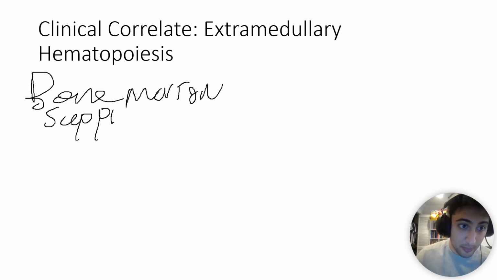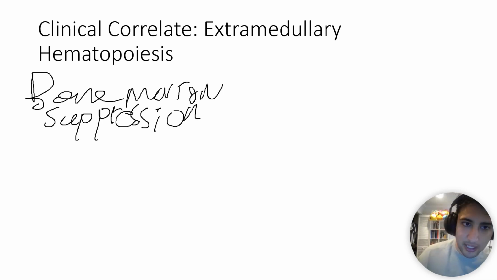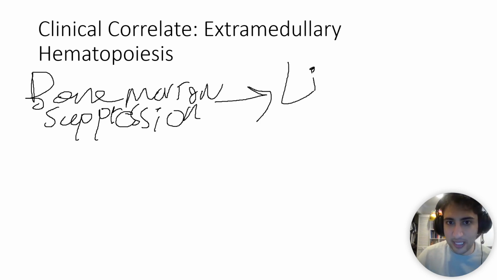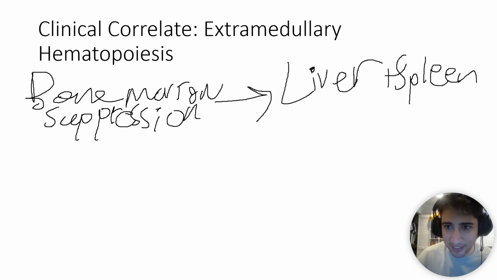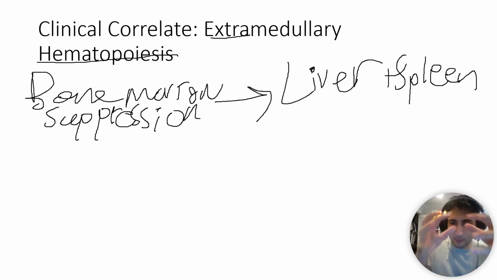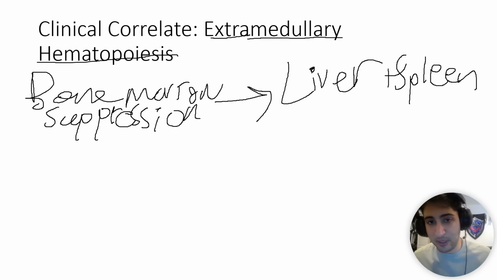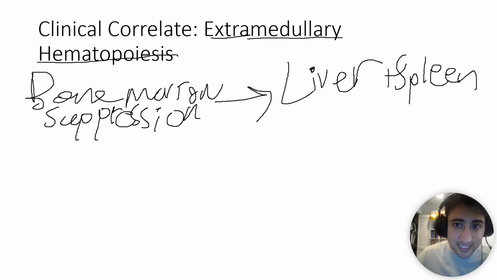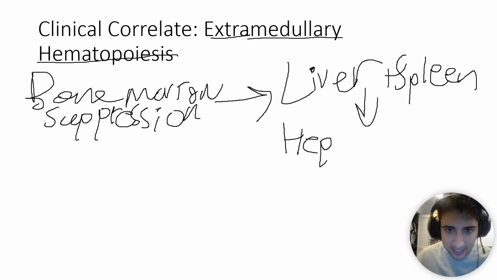or any failure of the bone marrow occurs, hematopoietic stem cells need to be made somewhere, and they will be made in the liver and to a degree in the spleen. And that's extramedullary hematopoiesis. Why medullary? Because medullary bone is what encases the marrow. So extramedullary means outside of the bone marrow. So bone marrow suppression will lead to liver and spleen extramedullary hematopoiesis, and that will cause hepatosplenomegaly.